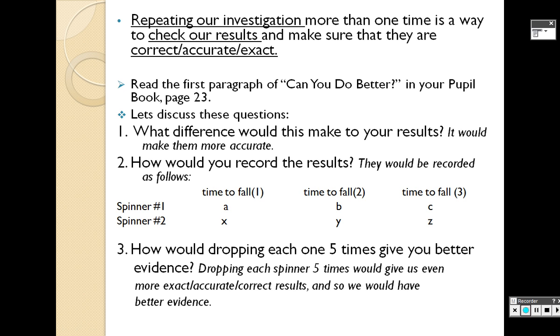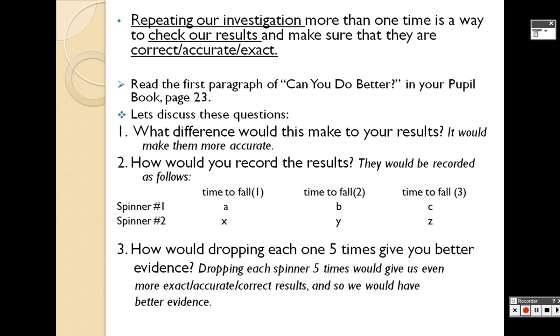Now, when we are doing an investigation and we repeat our investigation, this gives us more information and allows us to check our results. So by repeating our investigation more than one time, we are able to check our results and make sure that they are correct or accurate and exact.